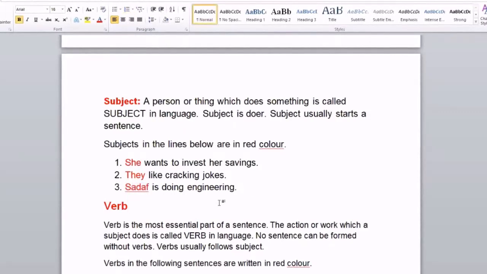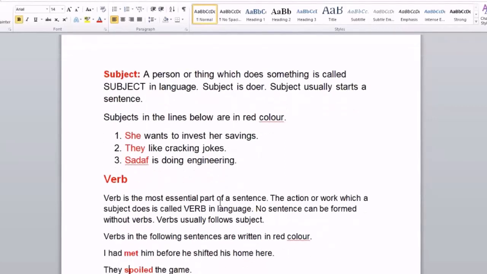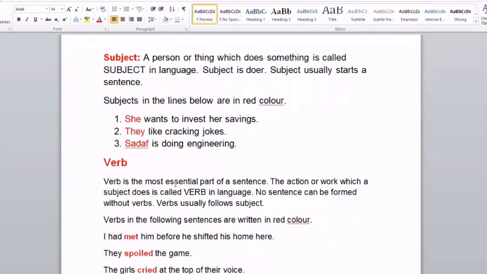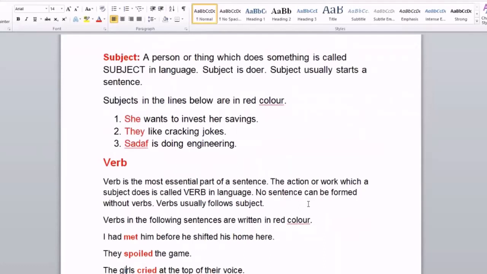Okay. Now we will study verb. What is verb? Verb is the most important part of a sentence. Verb is basically action, a task which the subject does. Subject does something. So this something or this action is called verb in language. So verb is action, verb is task.